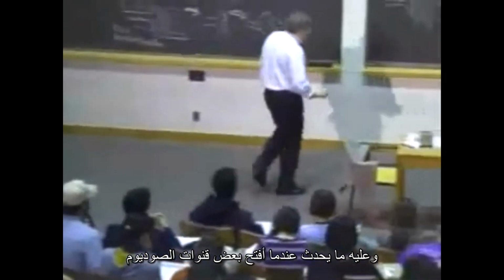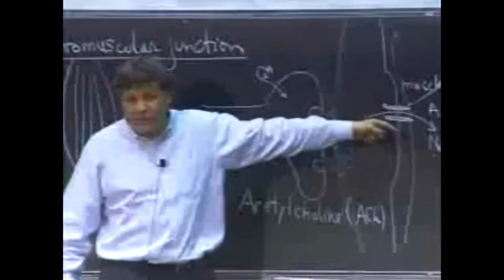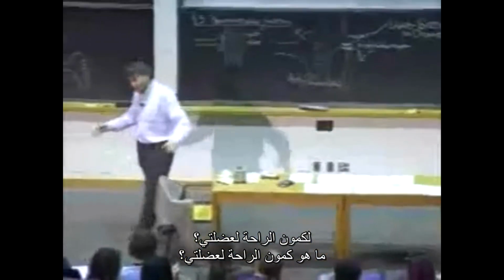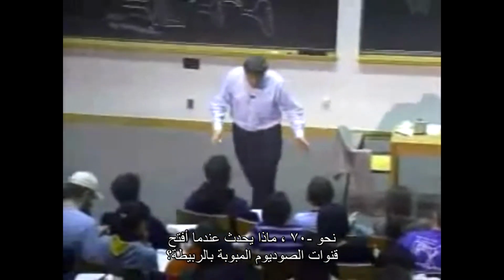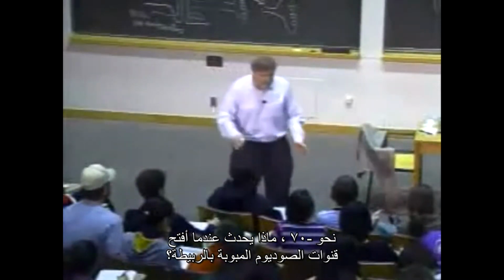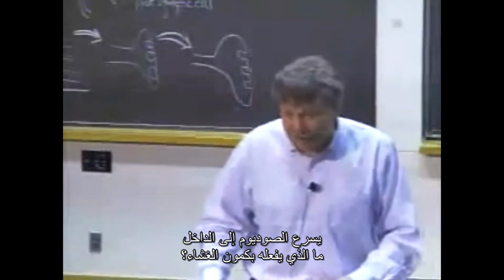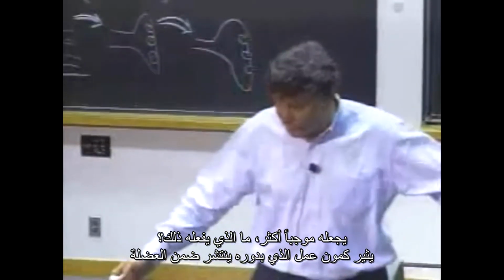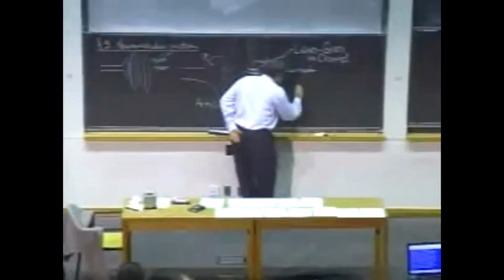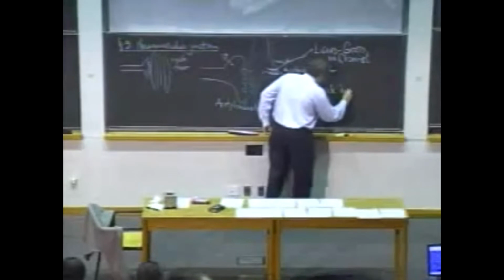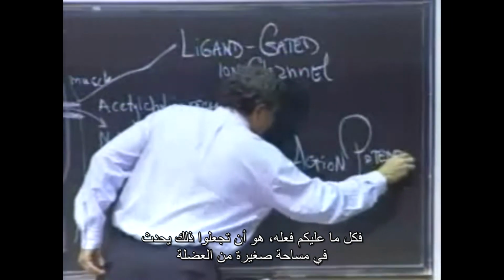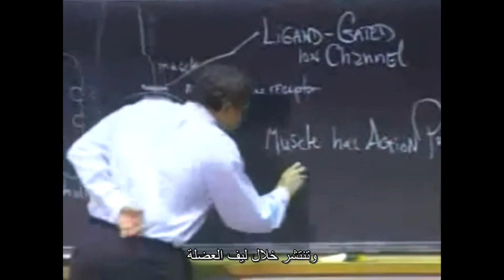And so what happens when I open up some sodium channels to the resting potential of my muscle? What was the resting potential of my muscle? About -70. What happens when I open up these ligand-gated sodium channels? Sodium rushes in. What does it do to my membrane potential? Makes it more positive. What does that do? It triggers an action potential spreading throughout the muscle. And because the muscle has an action potential, all you have to do is manage to get this going in a little patch of the muscle, and it spreads throughout the muscle fiber.